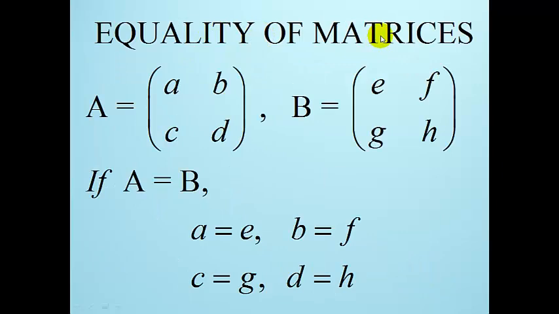Now, equality of matrices. Given these two matrices, A equals [a, b; c, d], and B equals [e, f; g, h]. A equals B only if the corresponding entries are the same. That means a equals e, b equals f, c equals g, and d equals h. So for equality of matrices, if A equals B, then you can write that a equals e, b equals f, c equals g, and d equals h.